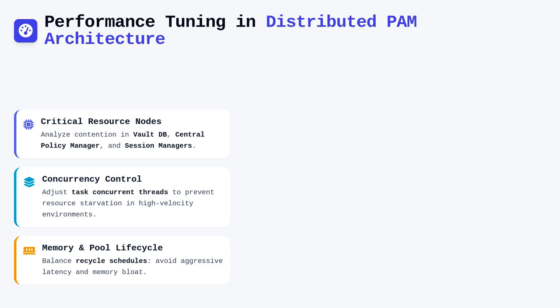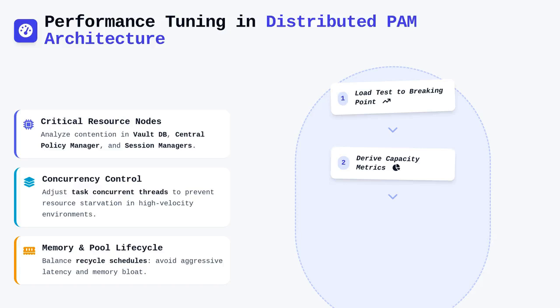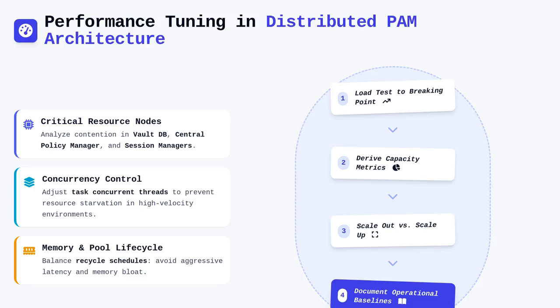Aggressive recycling can introduce latency, while infrequent recycling may lead to memory bloat, eventually degrading the responsiveness of the web interface. You need to identify what your specific infrastructure can handle by performing actual load tests until you reach the breaking point of your current hardware configuration. Once you establish these breaking point boundaries, you can derive realistic capacity planning metrics that govern when to scale out rather than up. Documenting these performance baselines is not merely an administrative chore. It serves as the operational guide when performance begins to drift during peak audit or rotation windows.